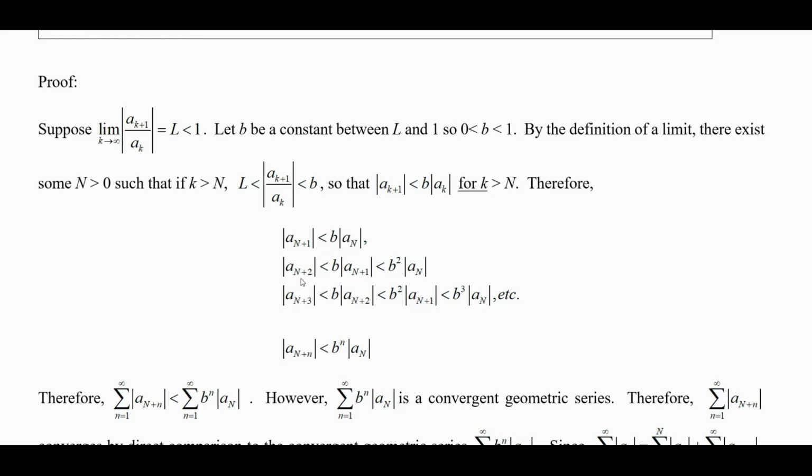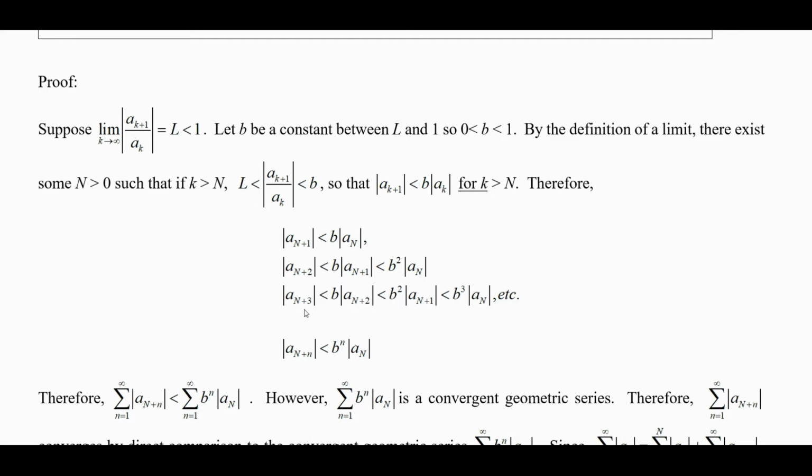And then the a sub n plus 2 term has to be less than b times the absolute value of the n plus 1 term. But wait a minute, the n plus 1 term was less than b times the absolute value of a sub n. So we can replace it by b times that, and it's still less than, so that's b squared times a sub n.